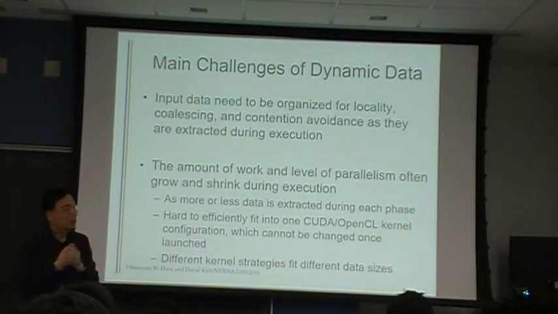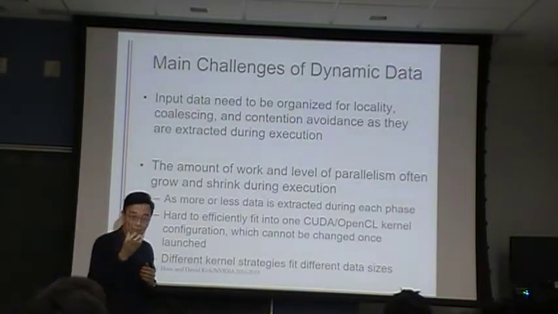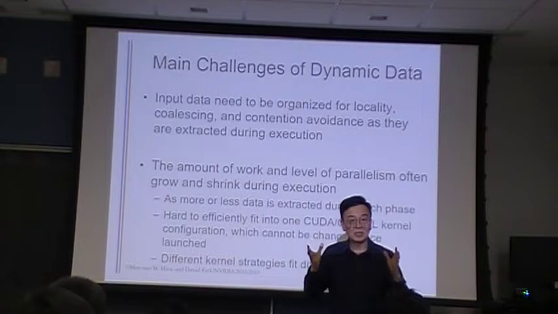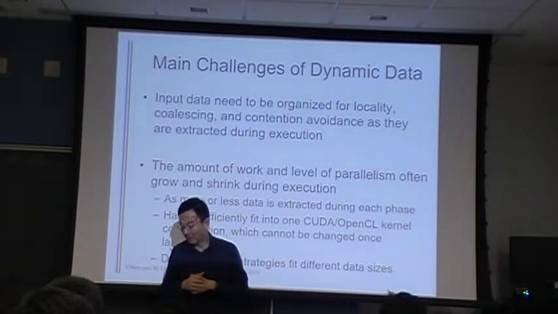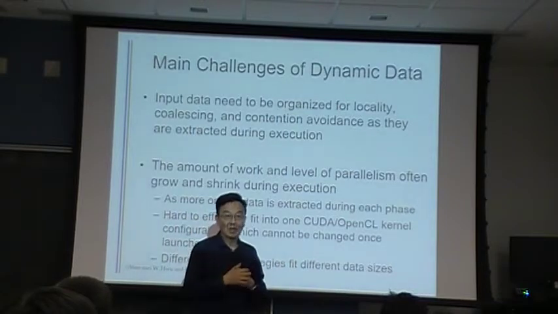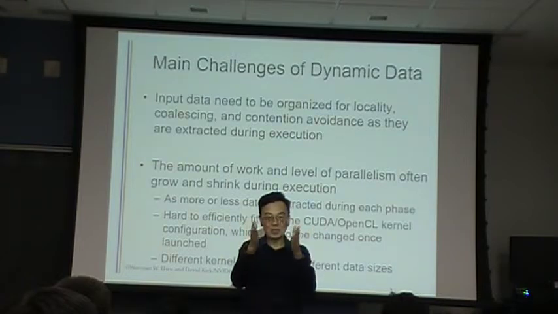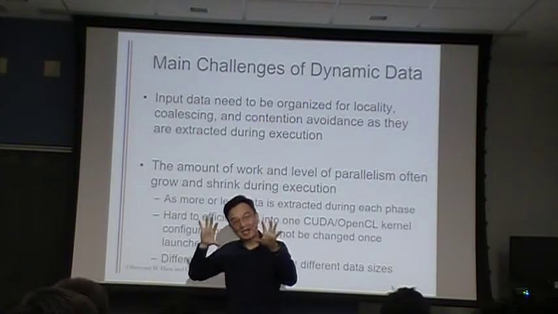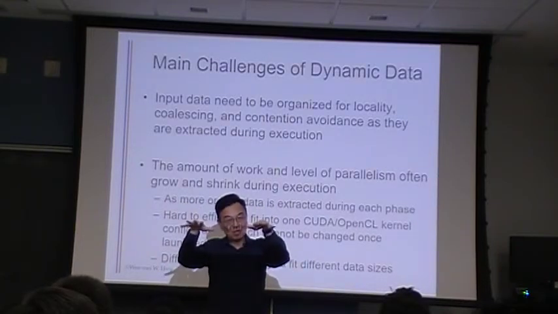So what's the challenge in dynamic data? The input data needs to be organized for locality, right? As we saw before in matrix multiplication, we organize data for locality, for coalescing, and for contention avoidance as we access them. Remember that for the joint tiling, we transpose one of the matrices. These are the kinds of things that we do to make accessing these data more efficient in our memory system.